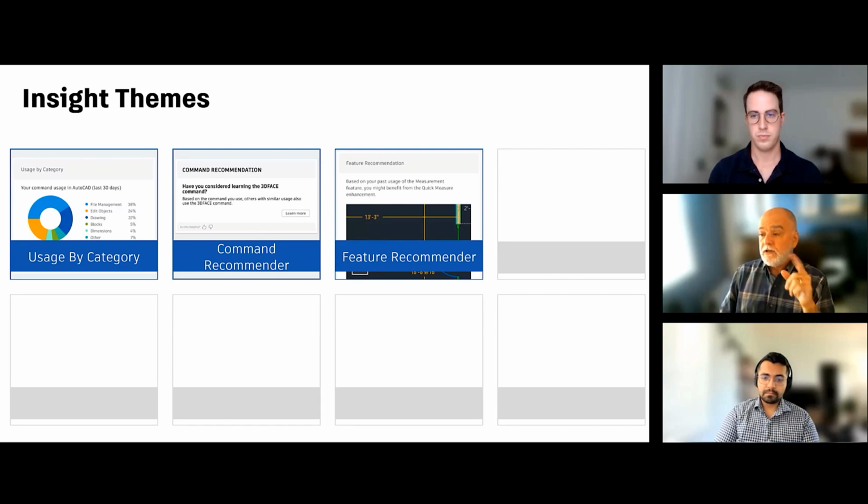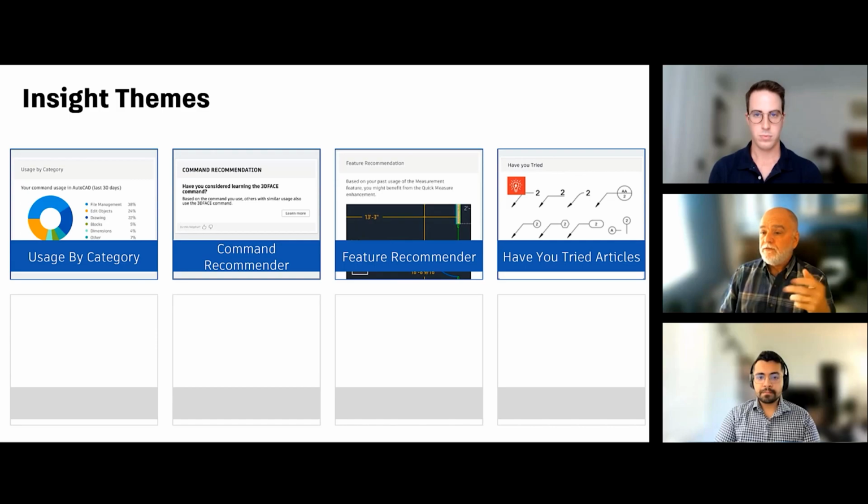Feature recommendations are like command recommendations, except these are at a higher level. Have you tried articles are very popular at Autodesk, and the way we're dealing with them differently is because we look at how you're using the product, we get a sense for whether you already know something or not. So we're not going to highlight a have you tried article. In this case, this is about leaders. If we see that you're busily using leaders all the time, then you wouldn't be targeted for this one. But if you're not doing something, that would be an example of when we might target you.